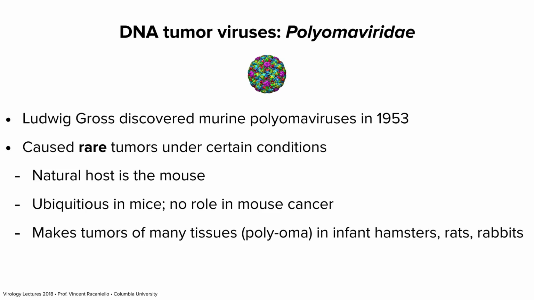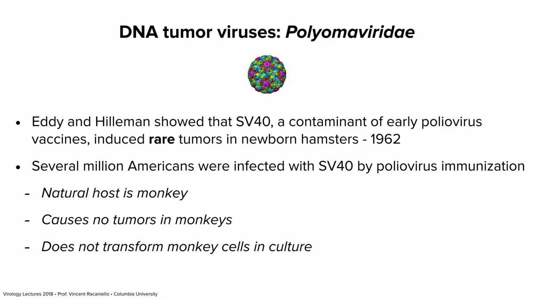So 1953, another example of a DNA tumor virus. And finally, in 1962, Eddy and Hilleman showed that SV40 could cause tumors in newborn hamsters. SV40 is a monkey polyomavirus. The reason they discovered SV40 is because it was a contaminant of early polio vaccines.